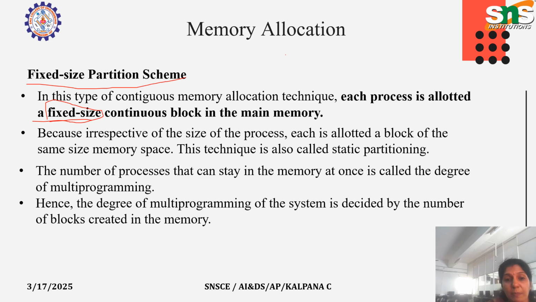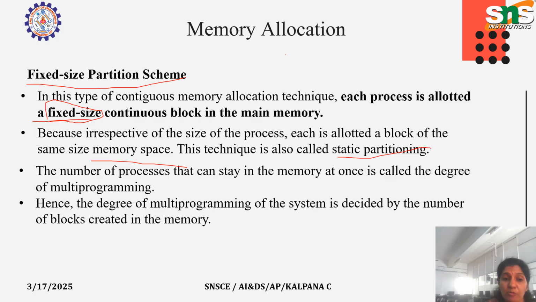Irrespective of the size of the process, each is allocated a block of the same size memory space. So this technique is also called what? Static partitioning. We are not considering the process size here. By default, we set a block size of any size, let's say 200 or 300 MB. So we call this scheme static partitioning.